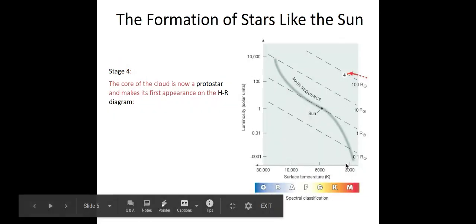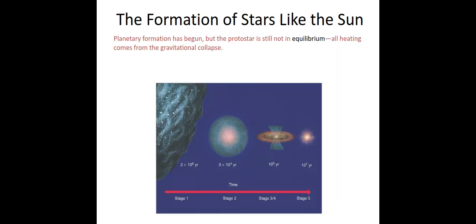But the temperature is relatively low. But the luminosity is high. So that's how it earns that place on the HR diagram. So planetary formation has begun, but the protostar is still not in equilibrium. All heating comes from gravitational collapse.